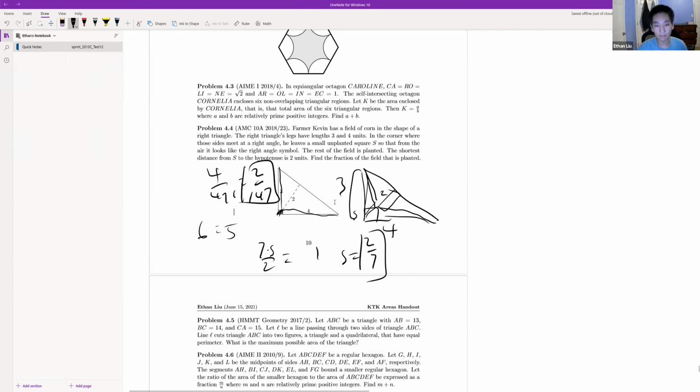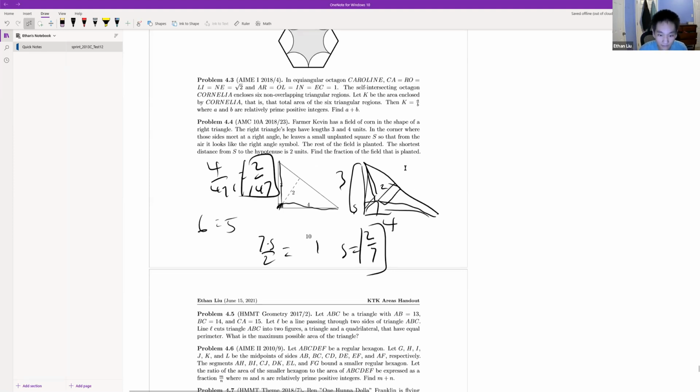And so this is an example of how you can use areas and dissections to solve problems that aren't about areas. I showed this earlier with the centroid example, but you can do problems like this.